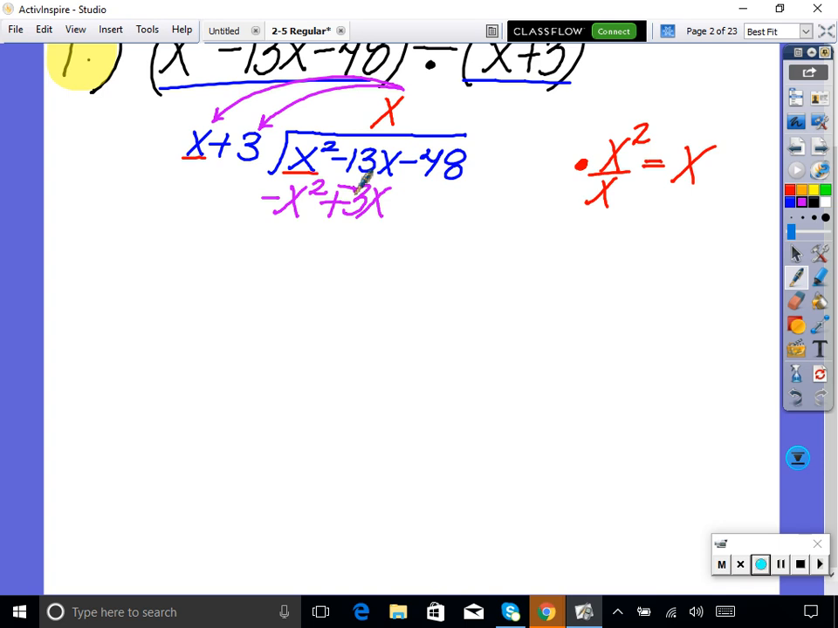So why did we do that? Because we need these to subtract out here. So now we're going to add straight down. So we add straight down and write what's left over in our house. X squared minus x squared is gone, which is what we wanted. Negative 13x plus negative 3x is negative 16x.